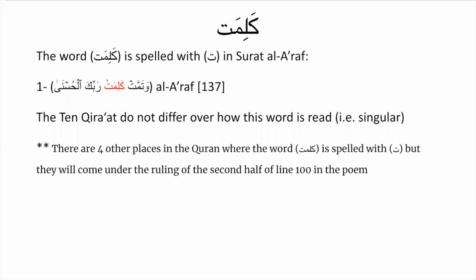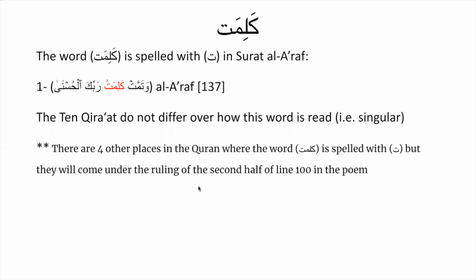But there are 4 other places in the Quran where the word kalima is also spelled with ta. But why doesn't Ibn al-Jazari mention that? Why does he just say awsat al-a'raf? Because those 4 other places will come under the ruling of the second half of the line we're about to look at, because those 4 places, the 10 qira'at do have a difference over. So this place in Surah Al-A'raf is spelled with a ta, and the 10 qira'at do not differ over how this word is read. They read it with the singular, not with the plural.